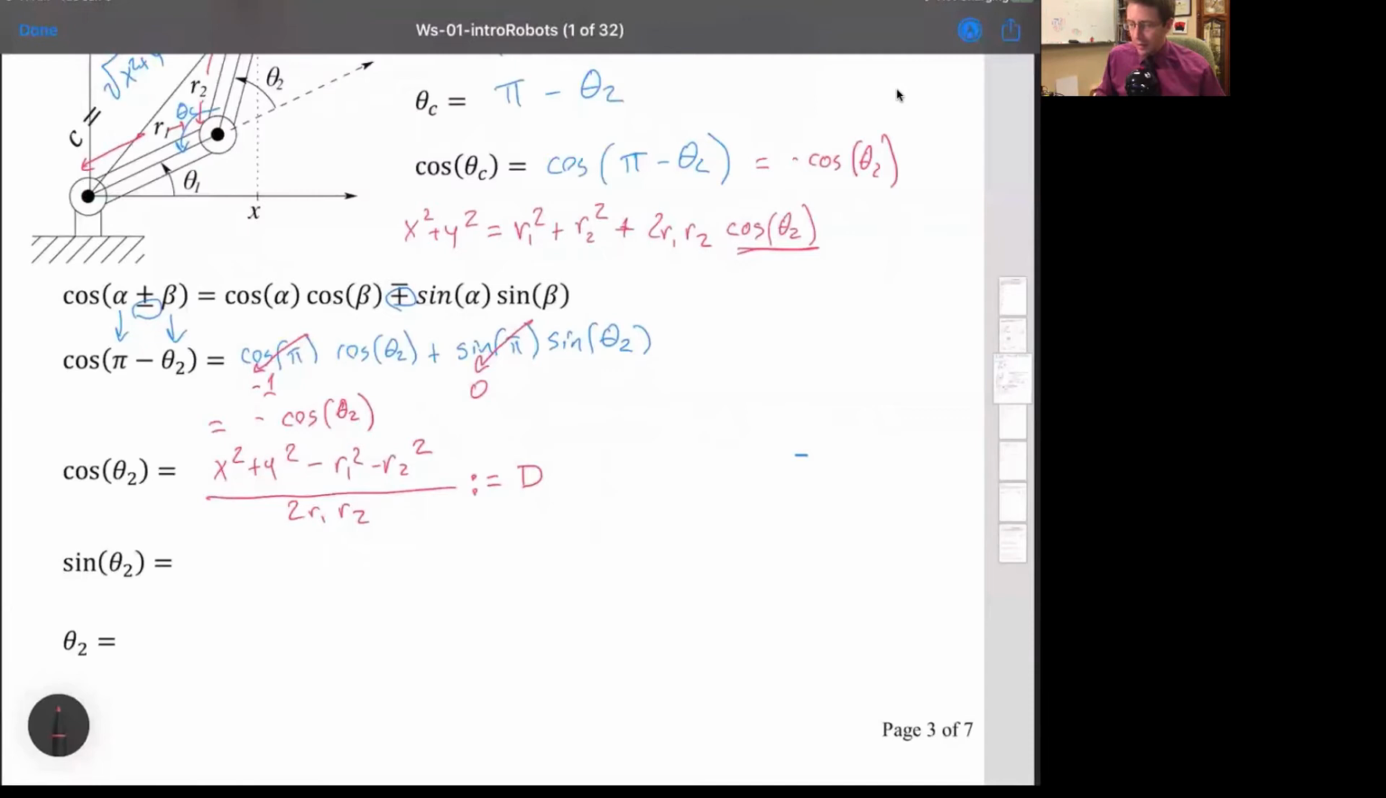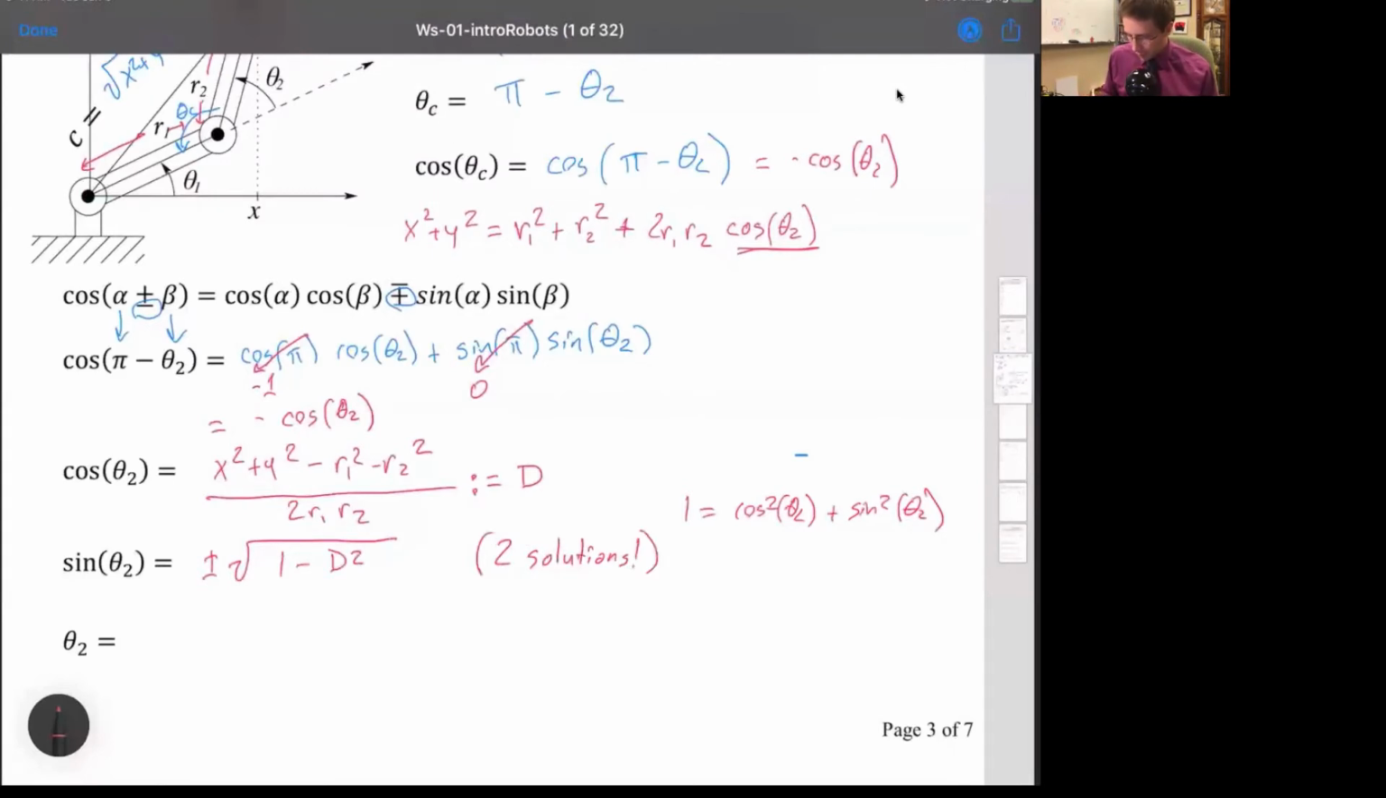By the Pythagorean identity, 1 is equal to cosine squared of theta 2 plus sine squared of theta 2. And so the sine here, we can solve for that. This is going to be plus or minus the square root of 1 minus d squared. The reason I've done this is that we want both solutions, because now we can have both the elbow up and the elbow down.